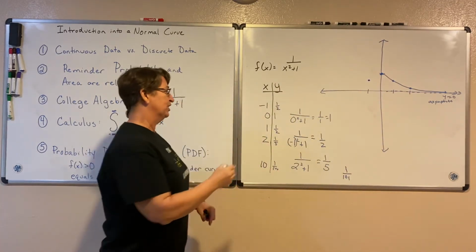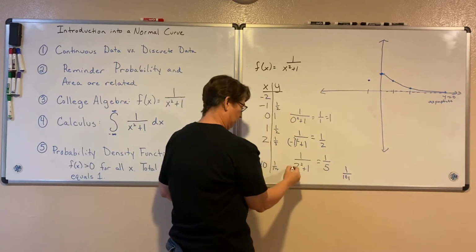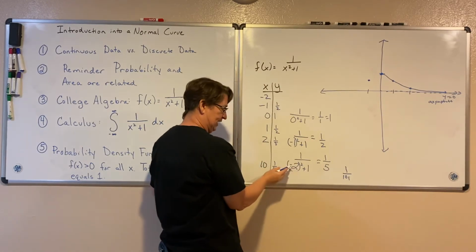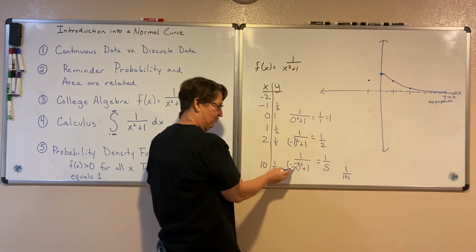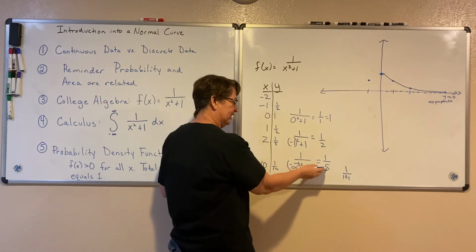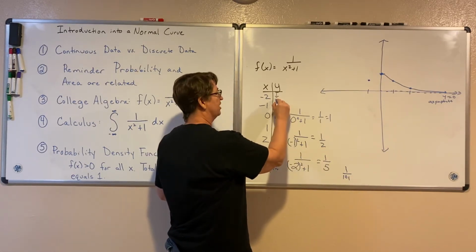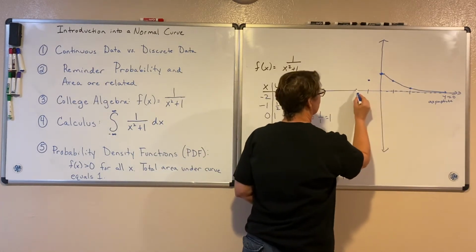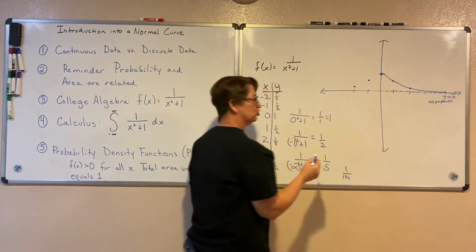What about if I put in -2? Well, if I put in a -2, again, -2 squared is 4. 4 plus 1 gives me 5. So I still end up with 1/5. So this function is symmetric.